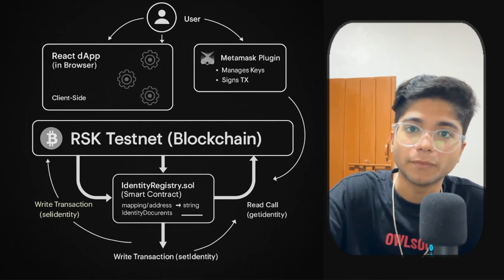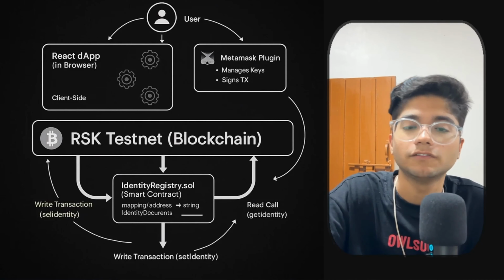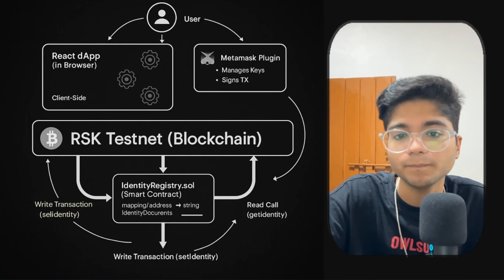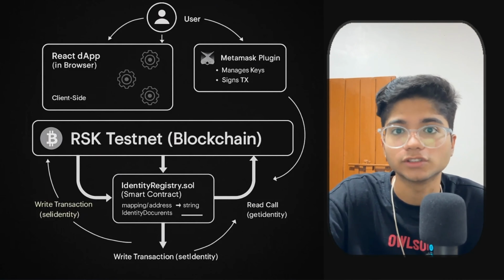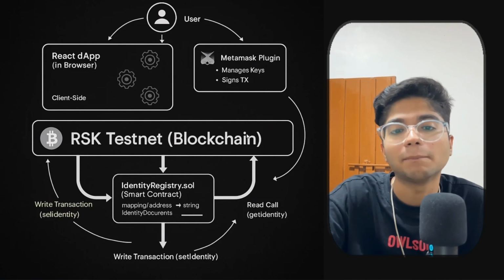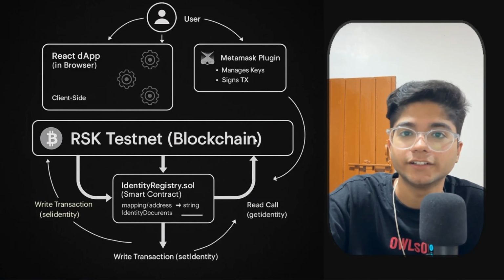Thereafter, we have one of the main layers, which is our blockchain layer, which will be on the RSK testnet with Bitcoin security. We will host our IdentityRegistry.sol smart contract. It will basically store a mapping of addresses to IPFS hashes of our identity documents.